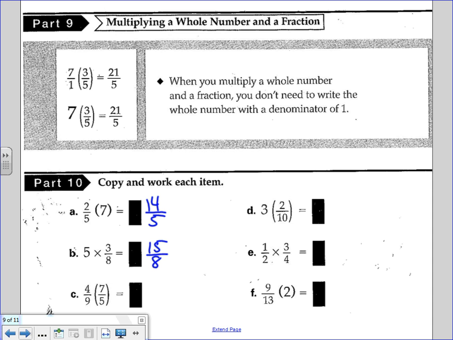Okay, so that's how you multiply a whole number times a fraction. Keep in mind, some of the other ones are multiplying two fractions. You would do those the same way that we did the other ones. Okay, so go ahead and finish these up. Again, make sure you get them checked off and that they're all correct here before moving on and reviewing another part.